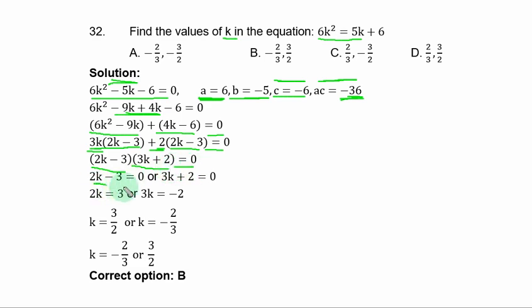Next, you equate each factor to 0. If you transfer the respective constant terms, 2K is equal to 3 or 3K is equal to minus 2. You divide through this linear equation by 2 and this by 3 and you have this result. Starting with the smallest number, K is equal to minus 2 over 3 or 3 over 2. B is the correct option.